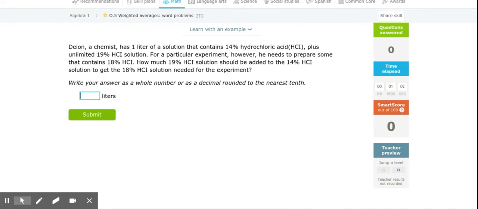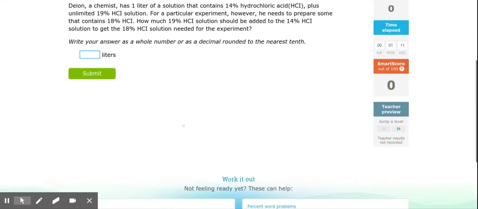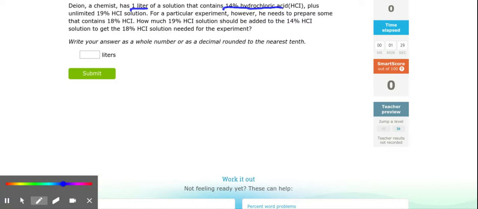All right, so in this video, we're going to do an example from topic 0.5, which is these weighted average word problems. So in this one, we have Dion, a chemist. He has 1 liter of a solution that contains 14% hydrochloric acid. So I'm going to underline that. So 1 liter contains 14% hydrochloric acid plus unlimited 19% hydrochloric acid. Now I'm going to underline that in a different color.